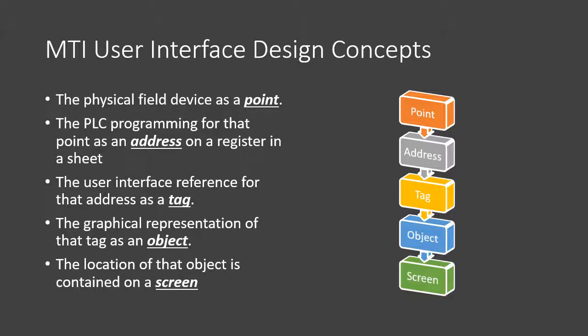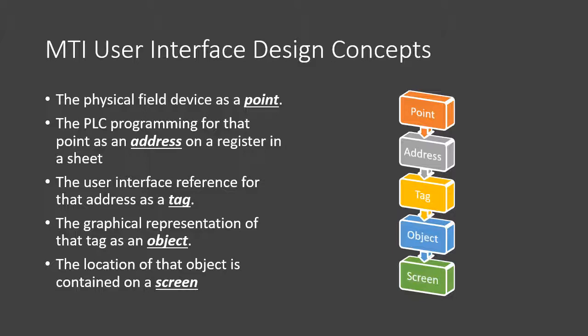And then that tag is contained within a graphical representation, which is known as an object. So the point may be a lock, the address may be the programming that tells the lock to open for 1 second. The tag is a pointer to that address, which also contains information about if you want to output to that address plus an additional address, or if it's interlocked with another interlock group or something like that. And then the object contains that tag and provides the icon and the color and the font and all of these different things that designate what that object should look like on the screen.